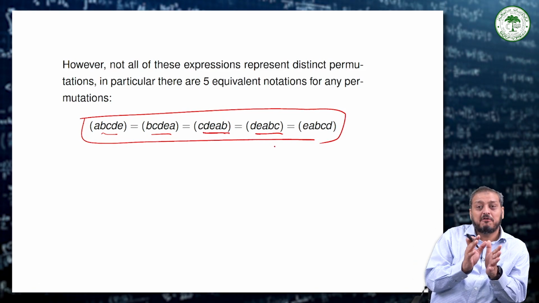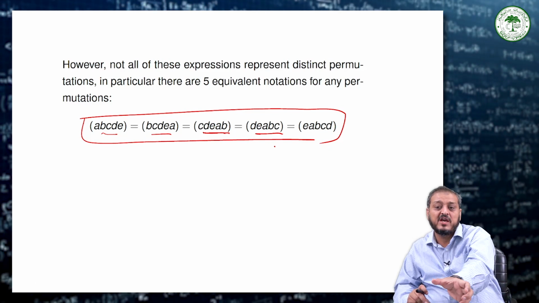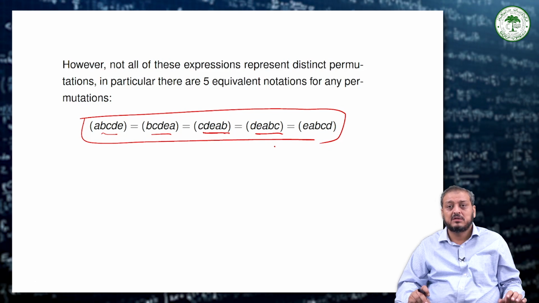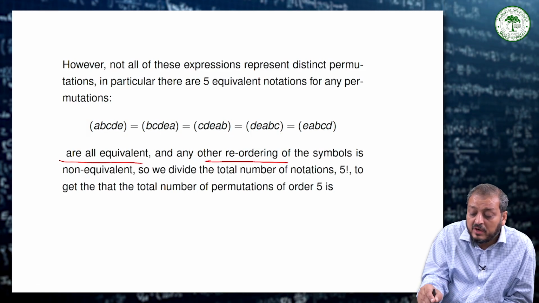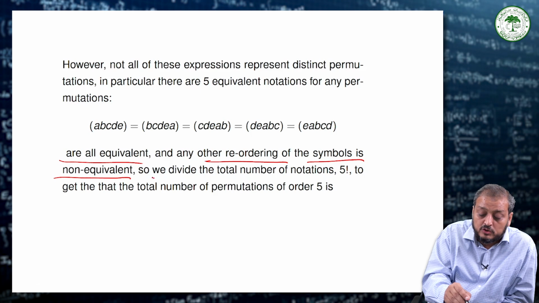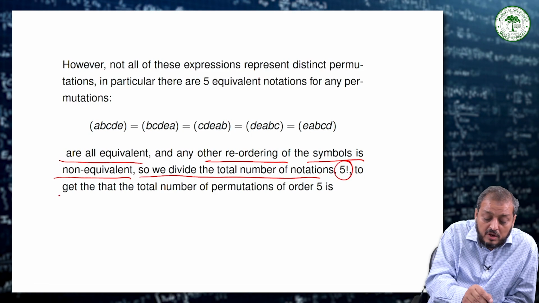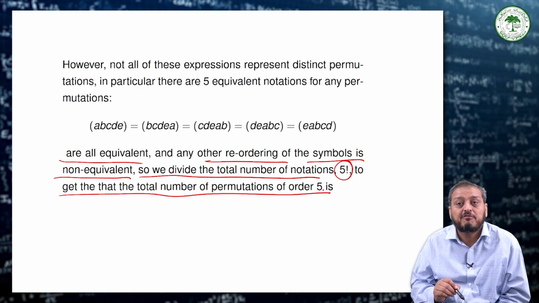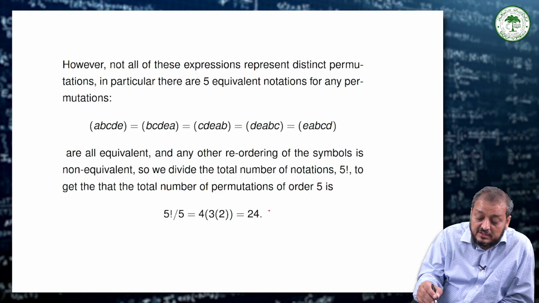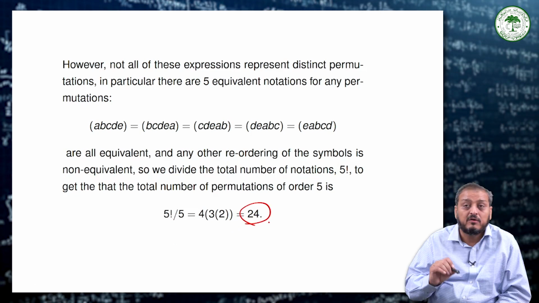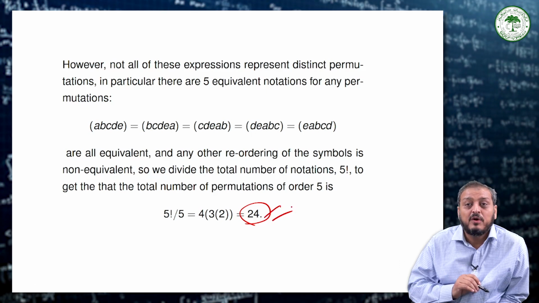So the total is 5 factorial, but these 5 are equal. So we exclude these repeats from the 5 factorial. These 5 are equivalent, and any other reordering of the symbols is non-equivalent. So we divide the total number of notations, 5 factorial, by 5 to get the number of permutations of order 5. So 5 factorial over 5 is equal to 24. So the total number of elements of order 5 is 24.